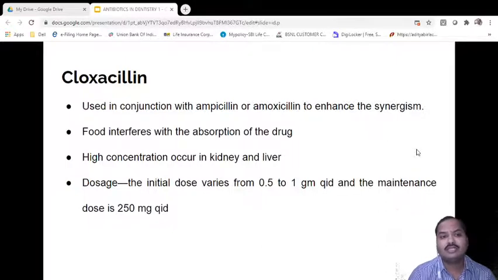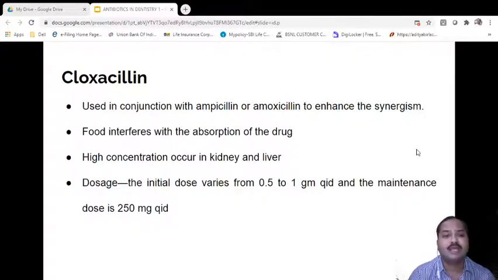We come to cloxacillin. It is used in conjunction with ampicillin or amoxicillin to enhance the synergism. This is a penicillinase resistant penicillin, and the drug has weaker antibacterial activity than penicillin G. Over here, food interferes with the absorption of the drug in cloxacillin also. So a high concentration will occur in kidney and liver, and about 90 to 95% is bound to the plasma proteins.